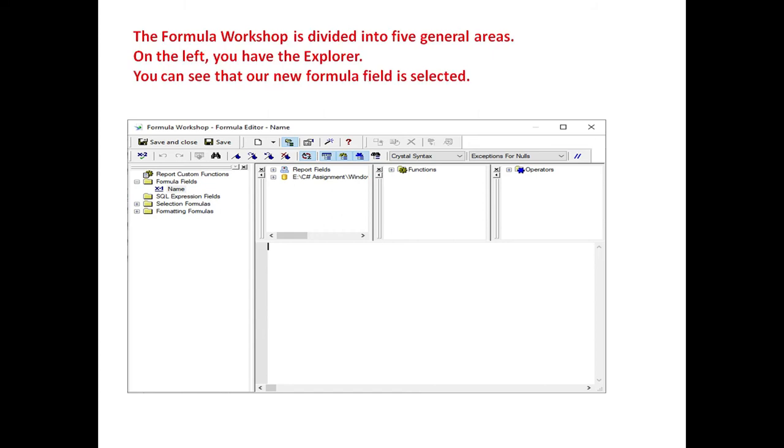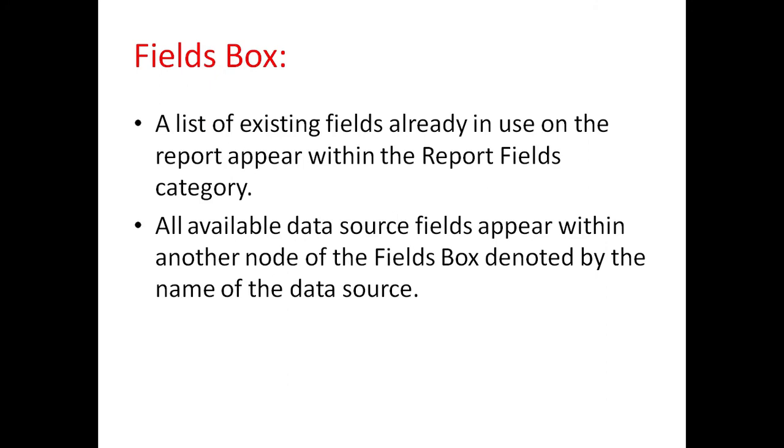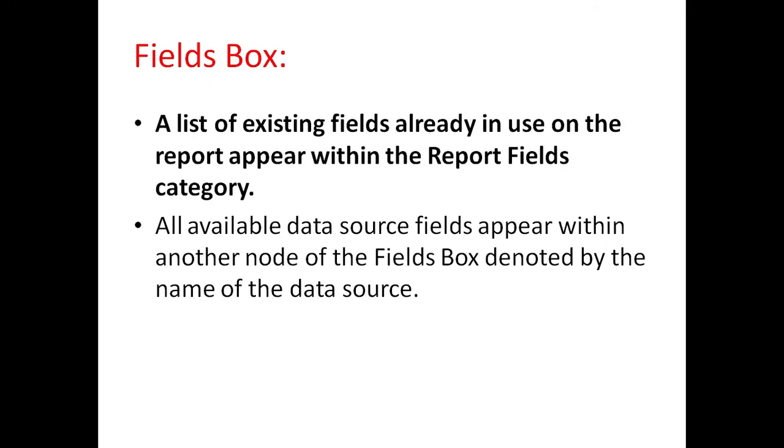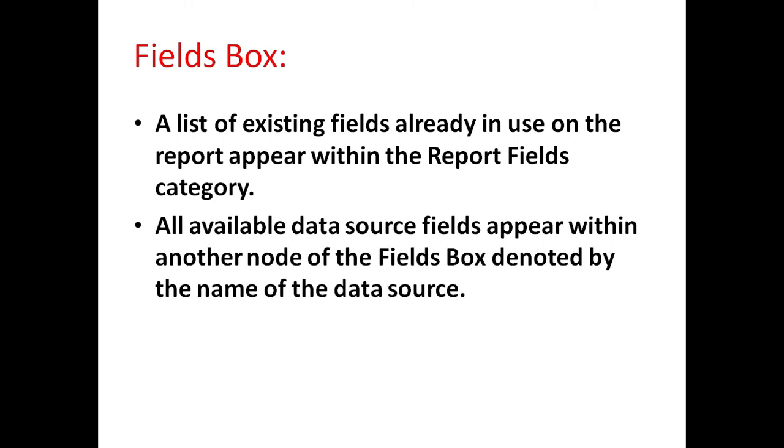The formula workshop window is divided into 5 general categories. On the left, you have the Explorer window where you can see the formula field that you have selected to insert the code. Second is the field box, which is a list of existing fields already in use on the report, which appears within the report fields category. All available data source fields appear within another node of the field box denoted by the name of the data source.